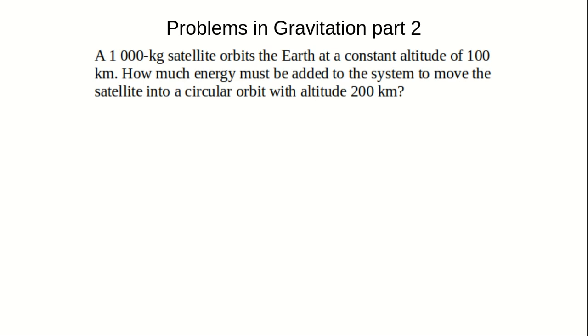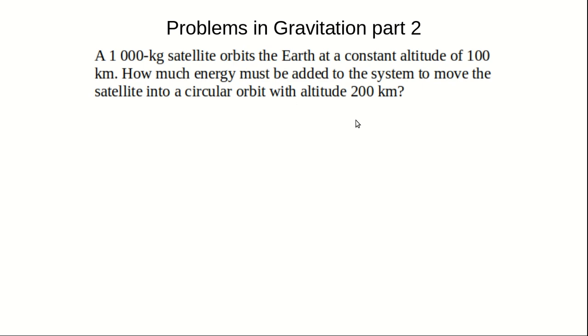A 1000 kg satellite orbits the Earth at a constant altitude of 100 km. How much energy must be added to the system to move the satellite into circular orbit with altitude 200 km? Now this problem tells us that the satellite is already in orbit, which is 100 km. So from that 100 km, you want to move it to another altitude, which is 200 km from the surface of the Earth.